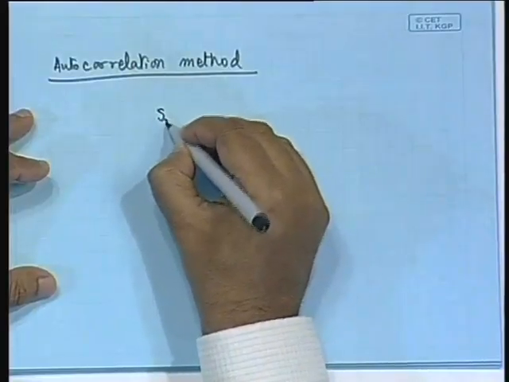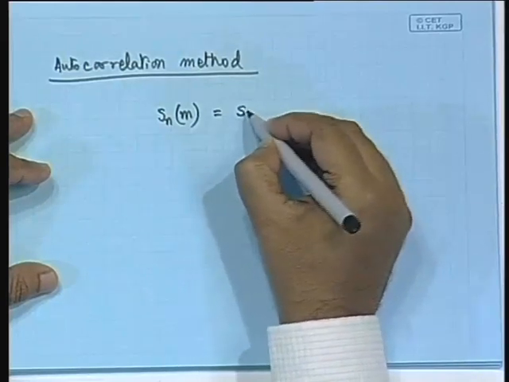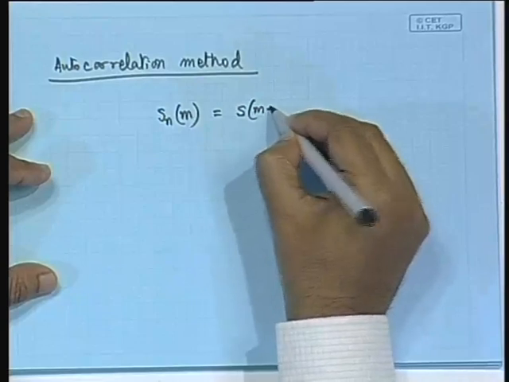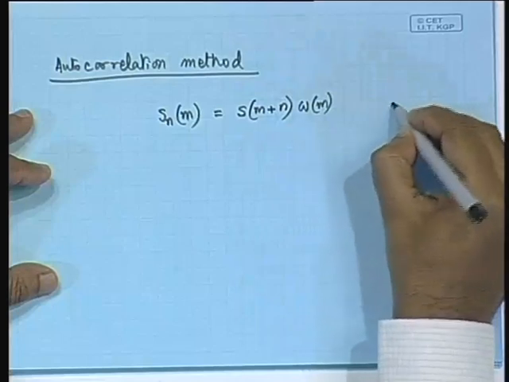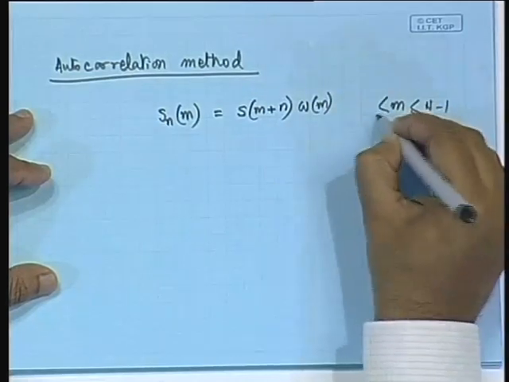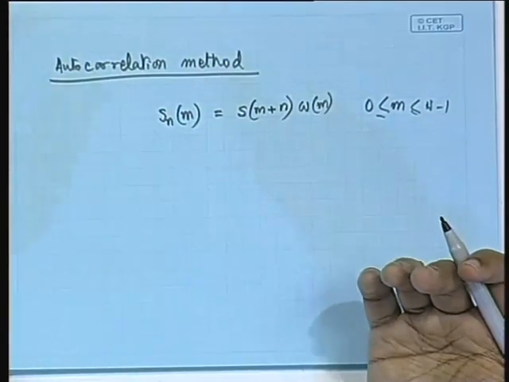But actually speaking, whenever we are computing, it is a finite segment that we have to take, which means that we will be multiplying the segment that we are taking by some windowing function. So, we define the sequence as the original sequence S of m plus n, into W of m, where m lies between 0 and N minus 1. So, W of m, as you already know, is our windowing function.